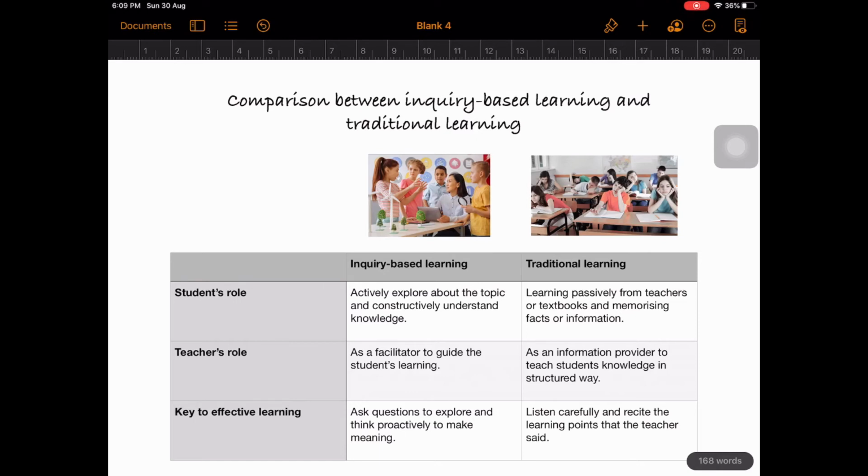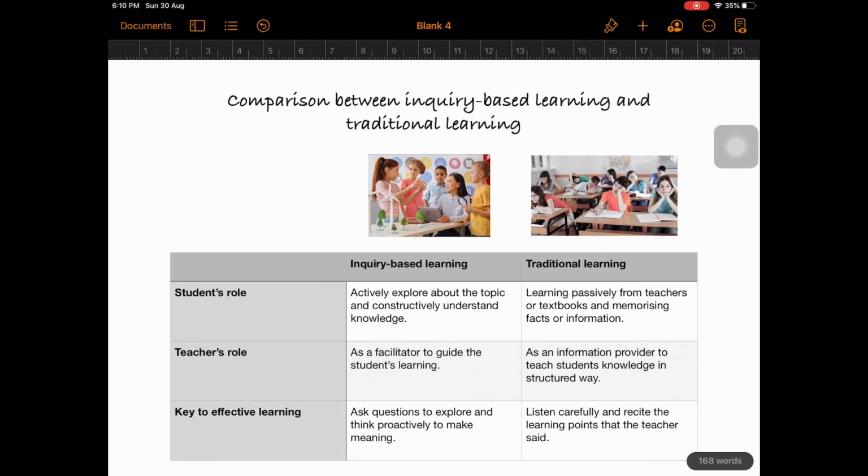Key to effective learning, inquiry-based learning: ask questions to explore, think proactively to make meaning. Traditional learning: listen carefully and recite the learning points that the teacher said.